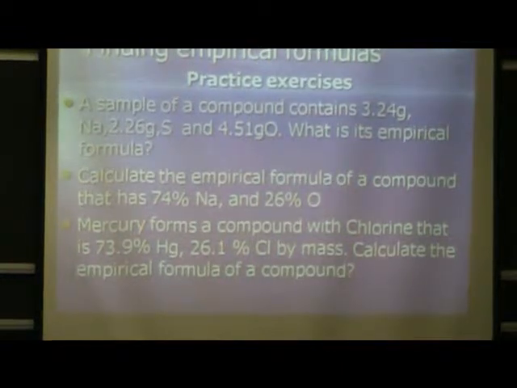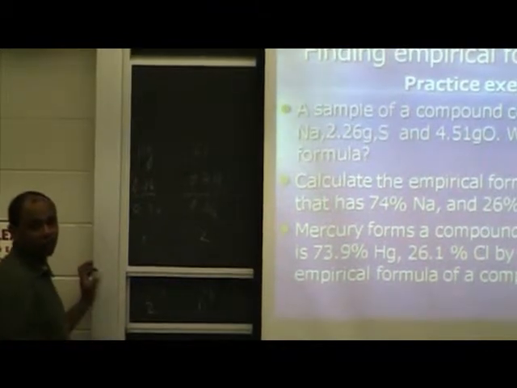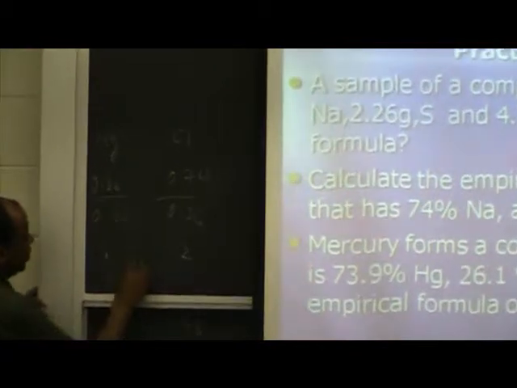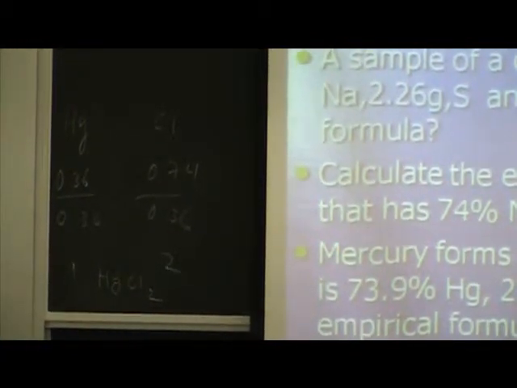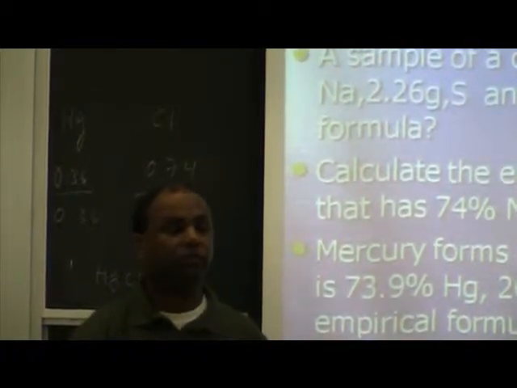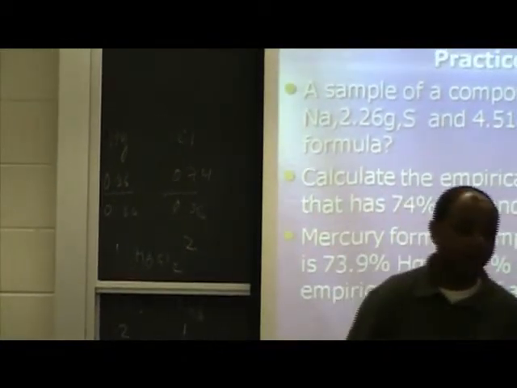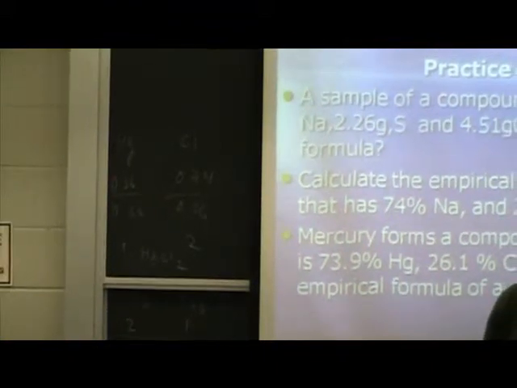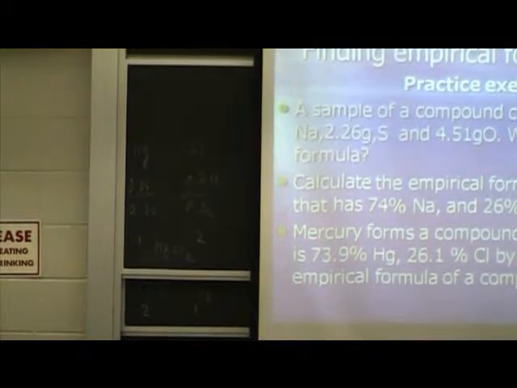If I divide this, 1. If I divide this, 2. So the formula should be what? HgCl2. Make sense? Yes. Okay. What's the name? Mercury(II) chloride, because mercury is again a transition element. If you have a transition element, always you have to indicate what?